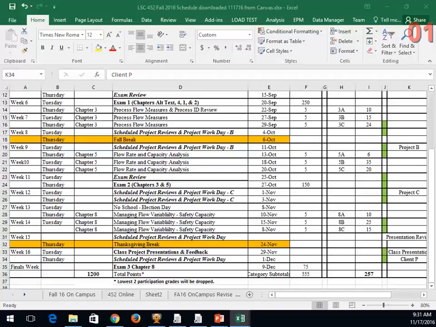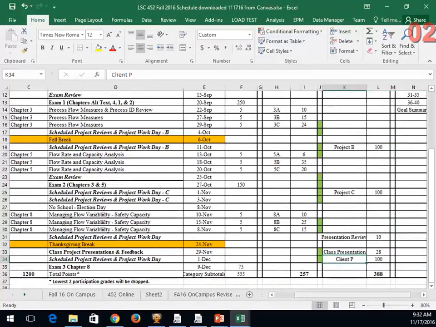And then during finals week, we'll just have the exam over Chapter 8. So that's what we'll be covering during finals week. Okay? What you'll notice is you'll have B and C homework that comes from today's lecture, and then you'll have your in-class presentations, which aren't worth quite as much. They're worth 28 points, and your client presentations are worth 100 points.